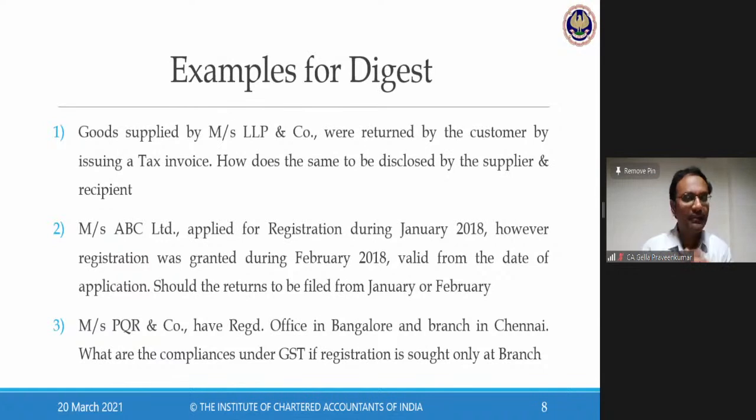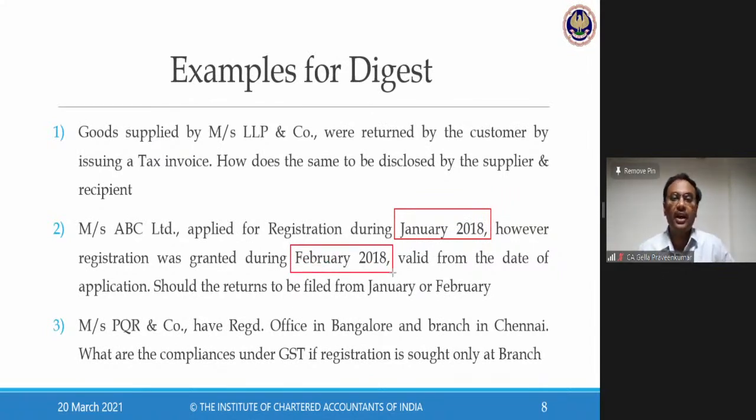When we file our returns, we will have an understanding. Second example: this entity ABC Limited applied for registration during January 2018, but the officer gave the registration in February 2018. A fantastic practical issue. Many of you will come across this particular scenario once you start your practice. You filed your application in the month of January, but the officer concerned gave registration in the month of February. How? He gave the registration effective from January 2018.